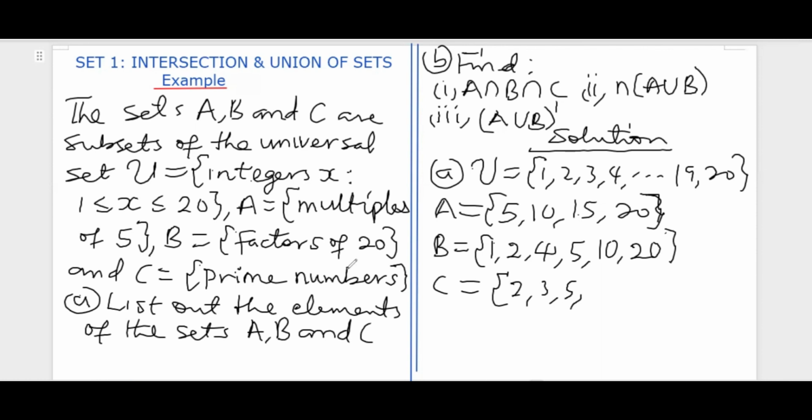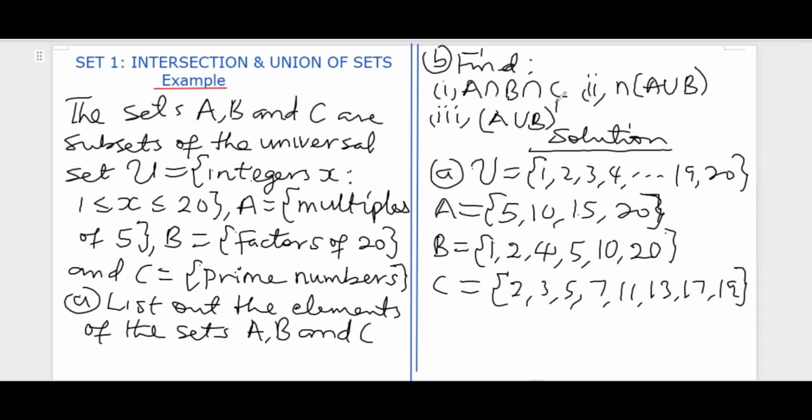So we start from 2, 3, 5, 7, 9 is not there, 11, 13, 17, 19. Okay, so from here we want to use these elements that we have here to answer the following questions, which is A intersection B intersection C.